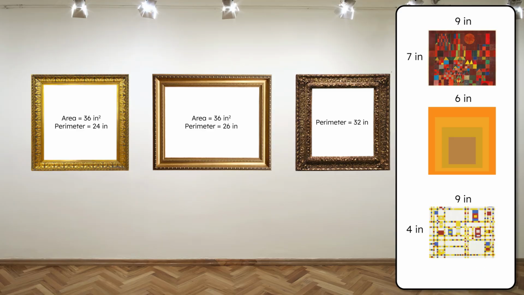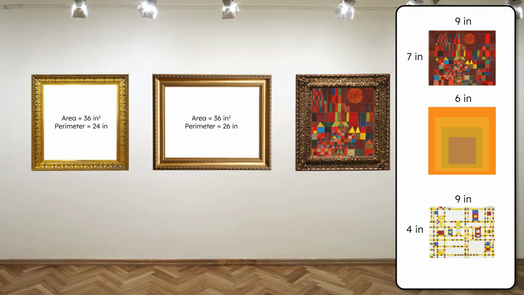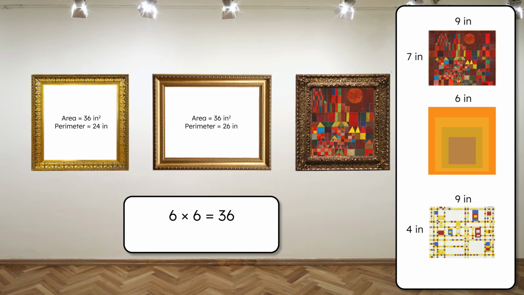What was the perimeter of the top painting? 9 plus 9 plus 7 plus 7 equals 32 inches. So it matches with the frame on the right. This square painting has an area of 36 square inches because 6 times 6 equals 36. And to find the perimeter, we can multiply 6 times 4 because there are 4 equal side lengths, and that gives us a perimeter of 24 inches. That matches the frame on the left.